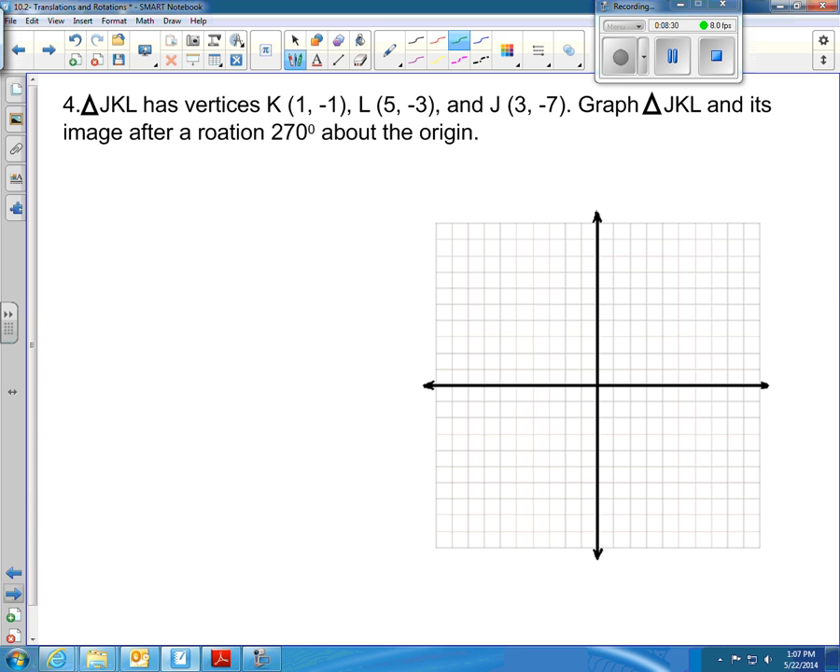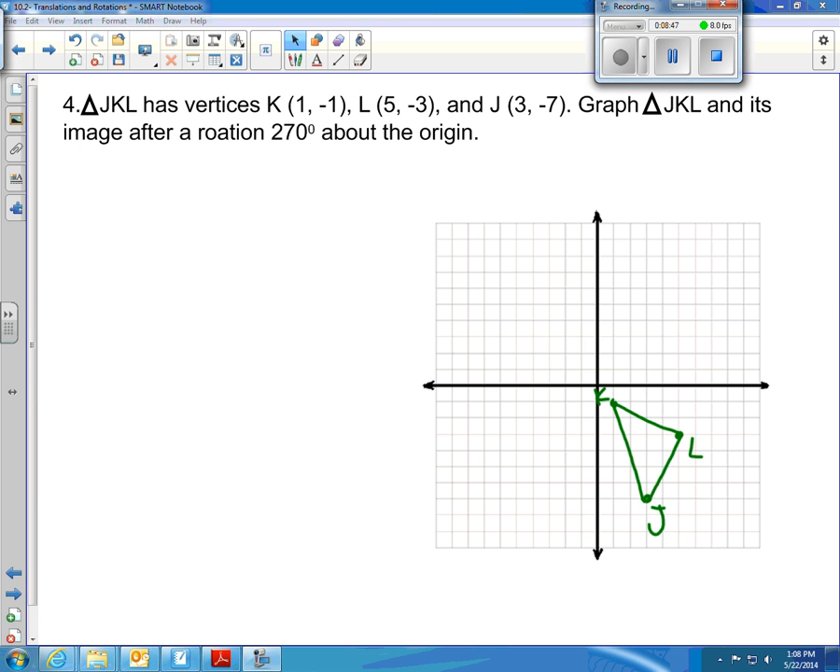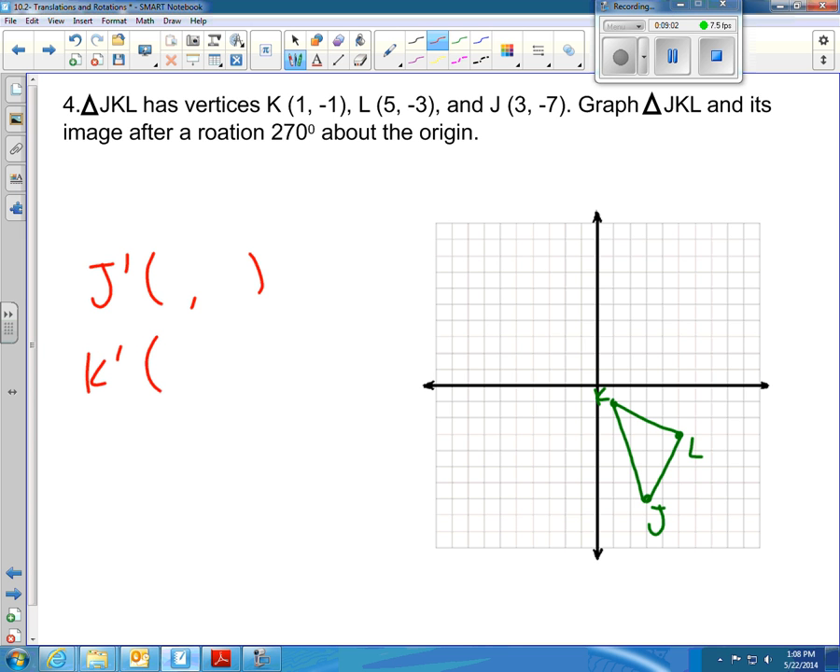This time we have again a triangle. So let's go ahead and graph those 3 points. I'm going to pause. You guys can totally graph these on your own. All right, check out that triangle. This time we're going to rotate 270 degrees. So the rule above says multiply the x coordinate by -1 and then interchange the x and y. So our J prime, K prime, and L prime.